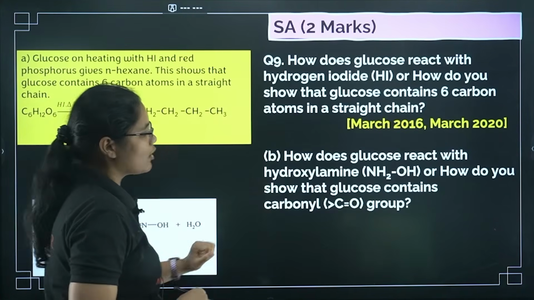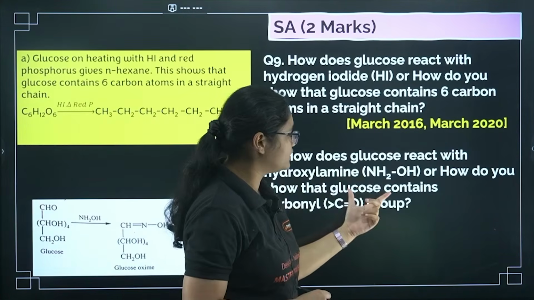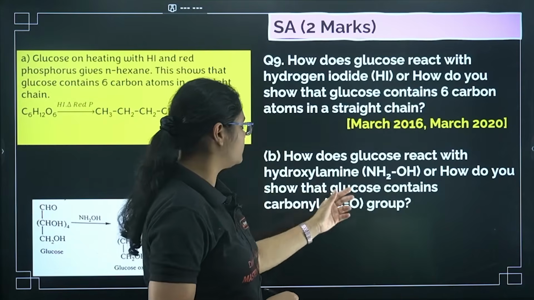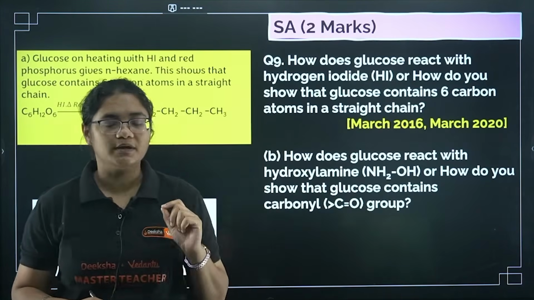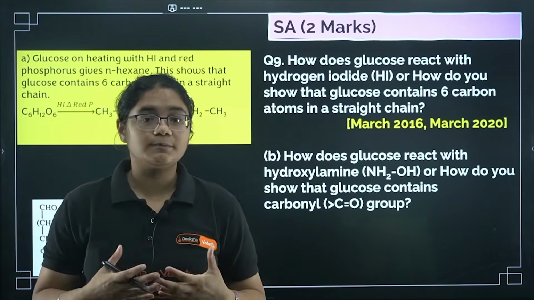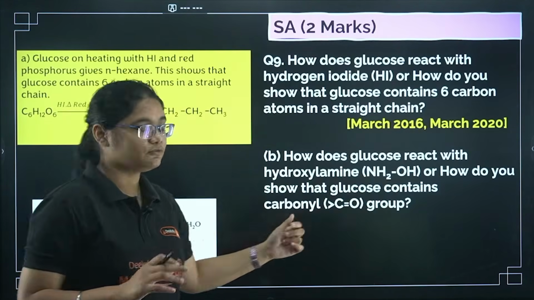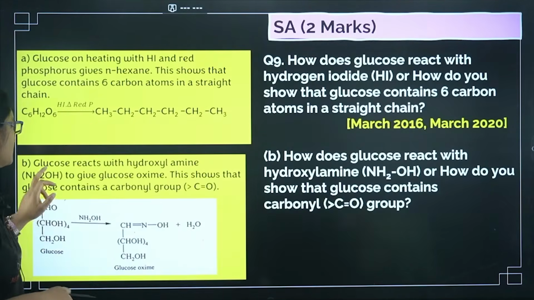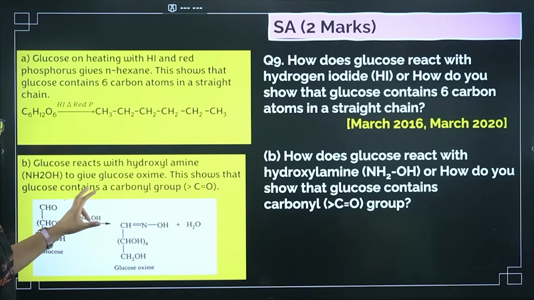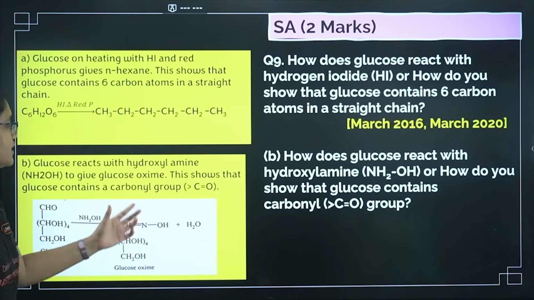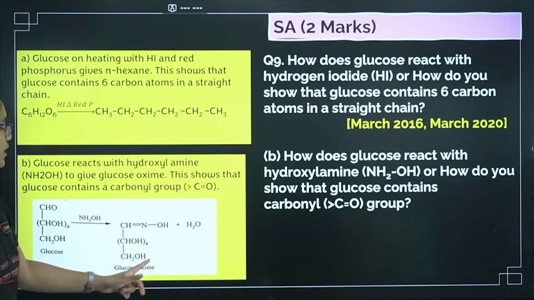Next, how does glucose react with hydroxylamine, or how do you show that glucose contains a carbonyl group? To show the presence of a carbonyl group, it reacts with NH2OH to give you an oxime. Okay, so you can see here glucose reacts with hydroxylamine to give you glucose oxime. This shows that glucose contains a carbonyl group.